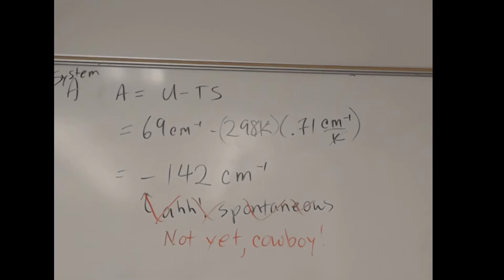So this was minus 142. Can someone calculate B real quickly? Negative 322. So I think it's still going to be. Yes. And so negative 322 minus negative 142. So don't screw up your negatives. Negative 180. Okay, negative 180.